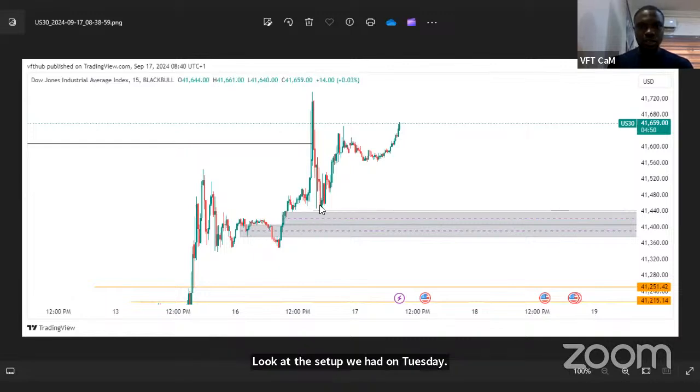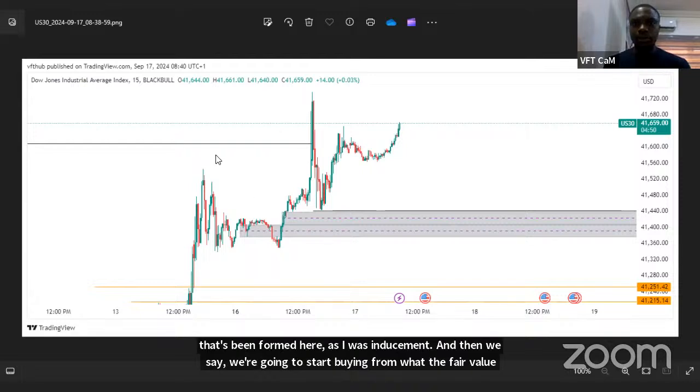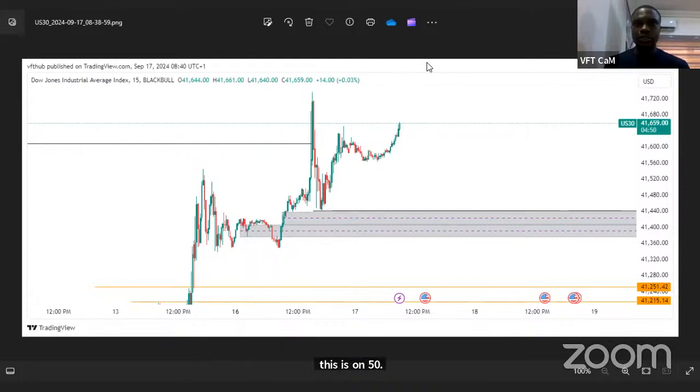This structure that has been formed here served as our what? Inducement. And then we said we're going to start buying from what? The fair value gap. This is on the 15-minute time frame, mind you. So, what happened? We saw what happened yesterday with the FOMC.